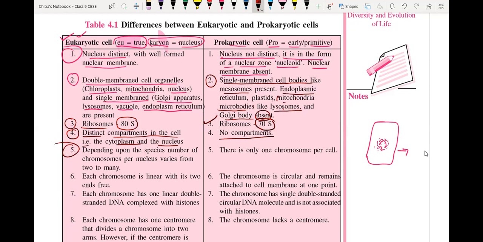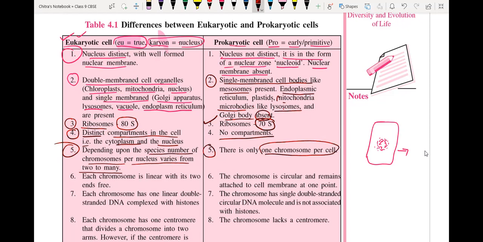Fifth, depending upon the species, the number of chromosomes in the nucleus varies from 2 to many, because different types of animals contain different numbers of chromosomes in their cells. It varies from animal to animal and plant to plant. But in a prokaryotic cell, there is only one chromosome per cell.